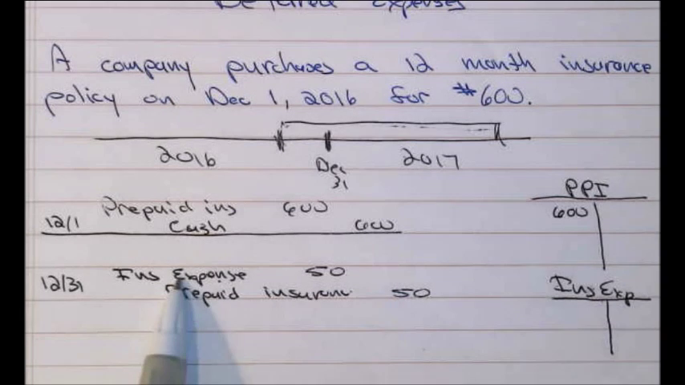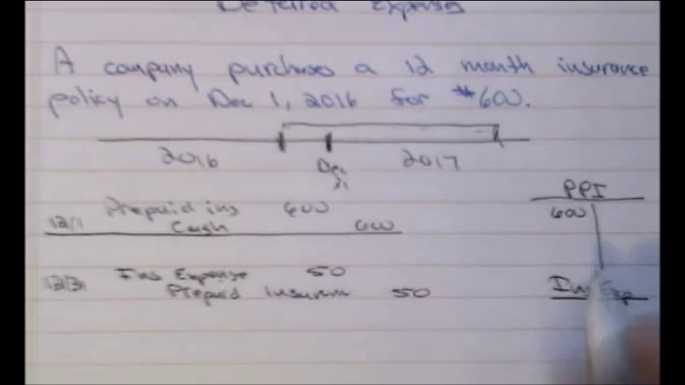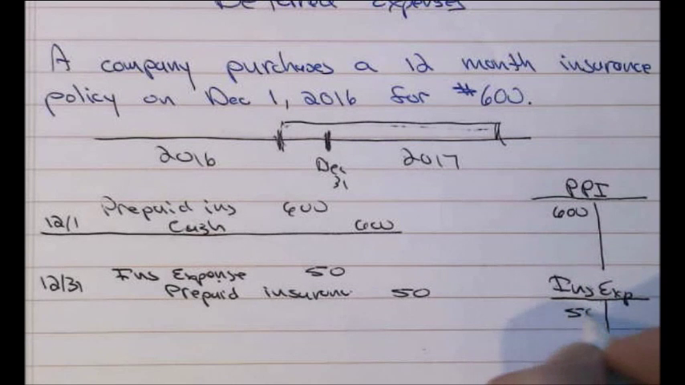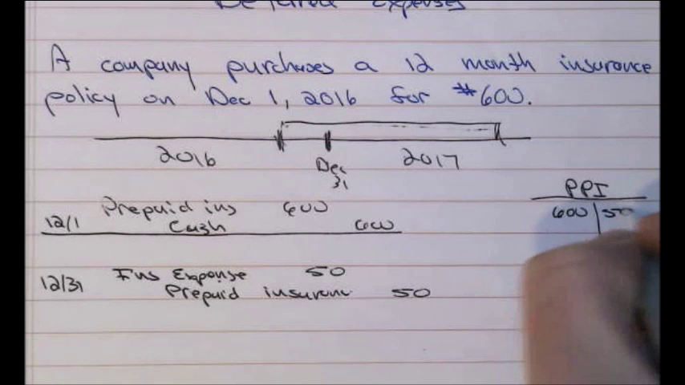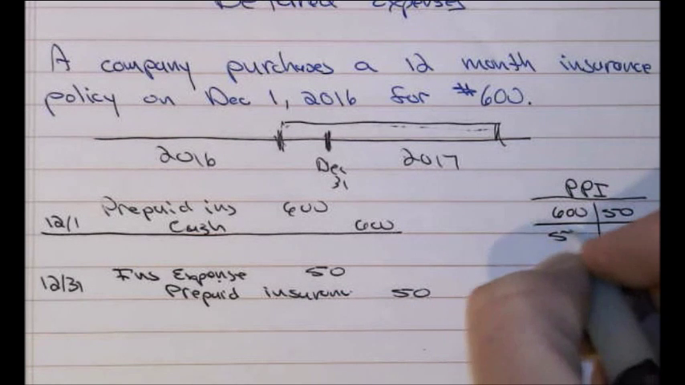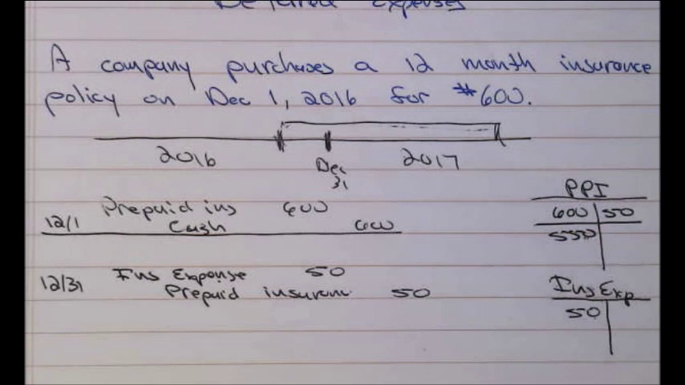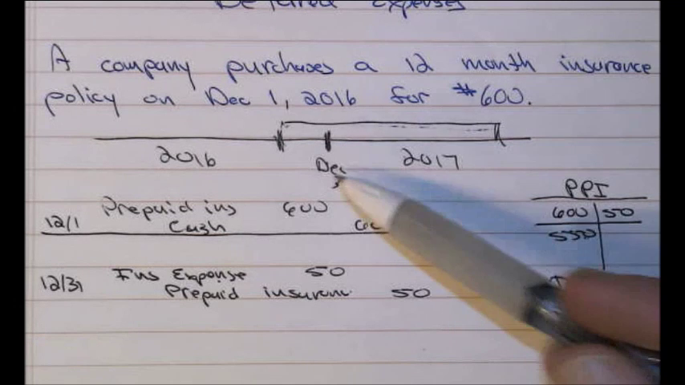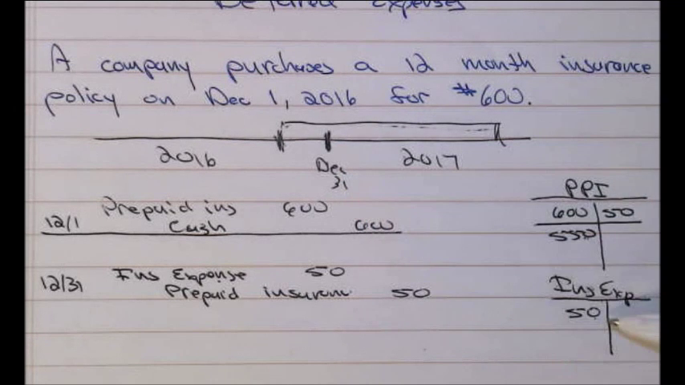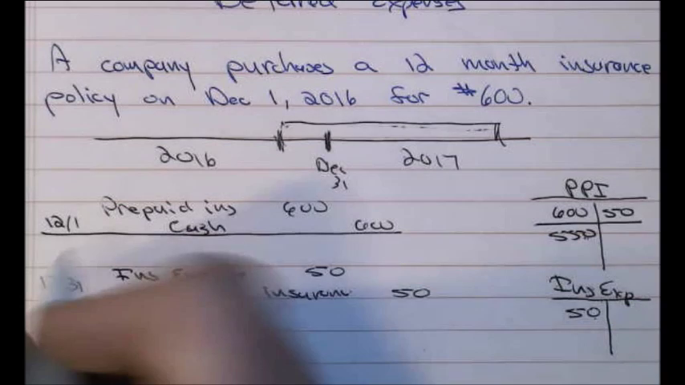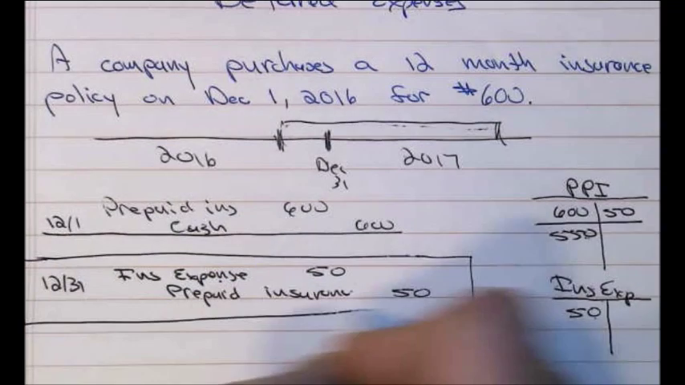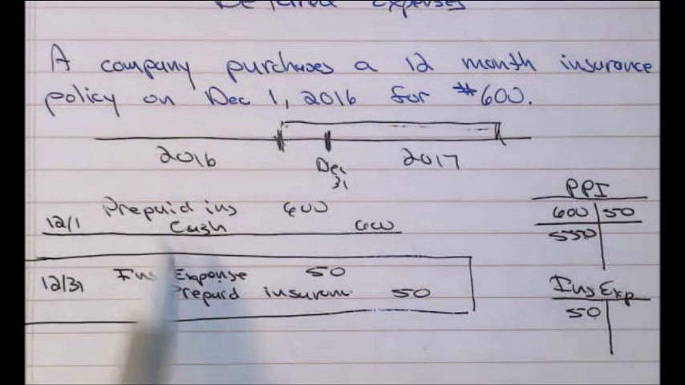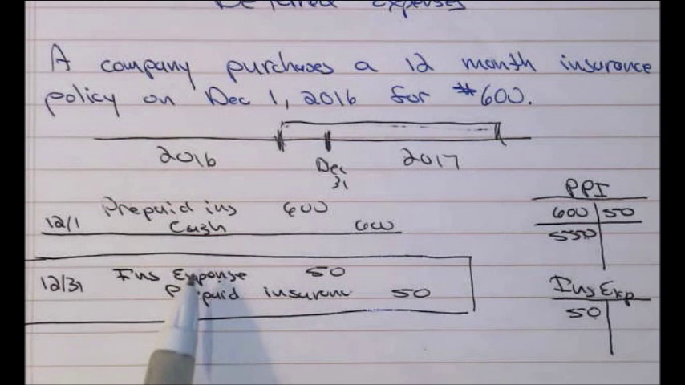So I do this adjusting journal entry. Now, I post it, so insurance expense has a balance of $50, and prepaid insurance gets a credit of $50. So that means we are carrying forward $550 of insurance into 2017, and my December 31st, 2016 income statement is going to show expense of $50. So when we talk about adjusting journal entries for the deferred expense, this is one example of them. This was an asset, and this asset turned into an expense.